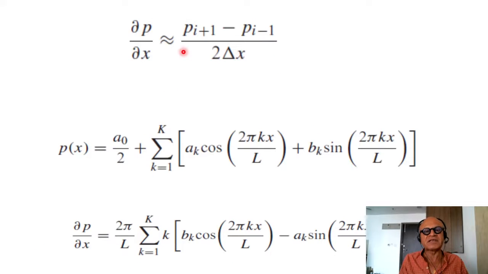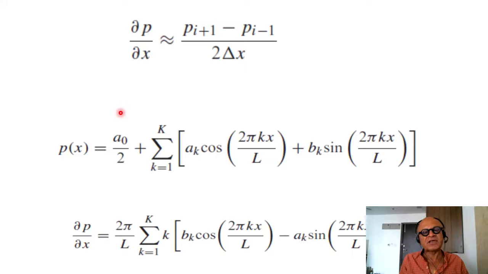So dp dx, written as a central difference approximation, is p_i plus 1 minus p_i minus 1 over 2 delta x, and then you have second order terms here that are ignored. So this is a second order accurate representation of the pressure gradient.